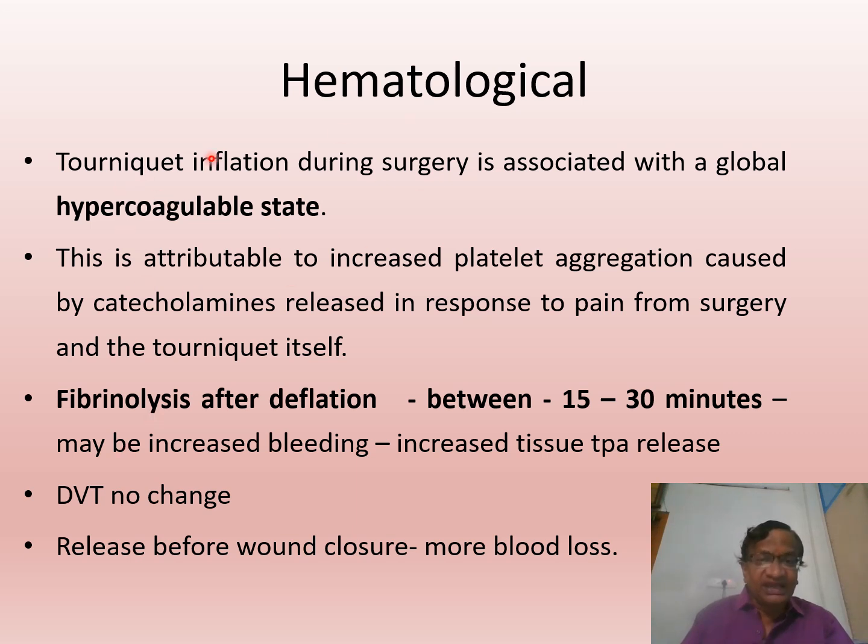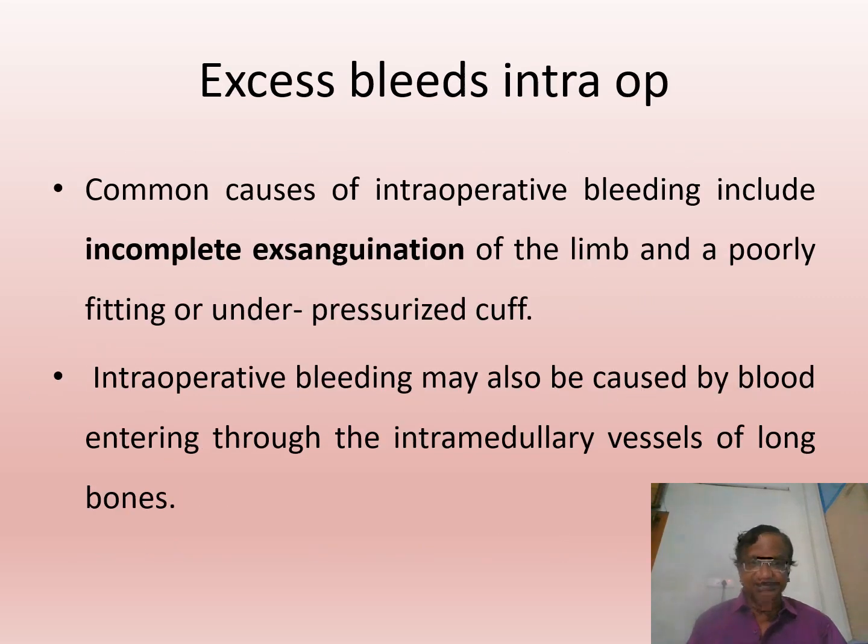Tourniquet is associated with a hypercoagulable state. So sometimes fibrinolysis after deflation can cause bleeding. Okay, DVT no change. That is one problem. That is why people deflate before closure and see what happens. And see if there is bleeding, because sometimes fibrinolysis after deflation, and within 30 minutes there will be bleeding. The commonest cause of extra bleeding is that you don't exsanguinate the blood from the limb before starting the tourniquet. That should be done very carefully.